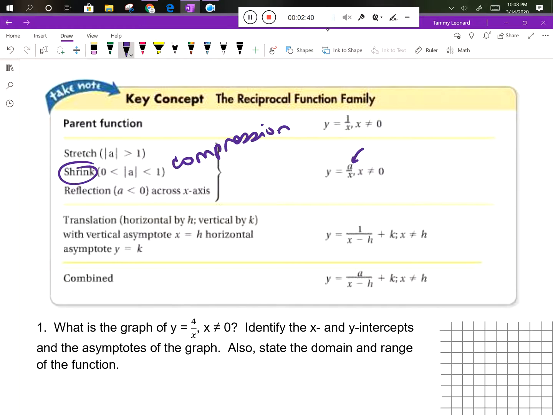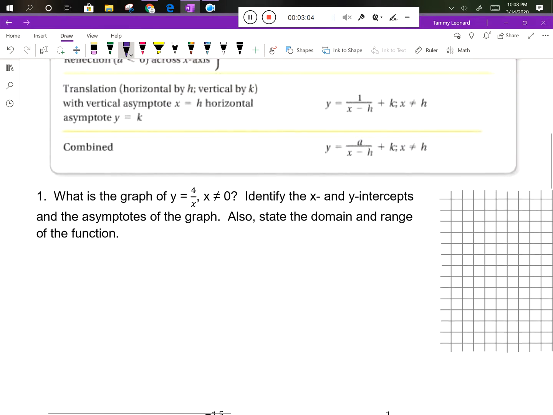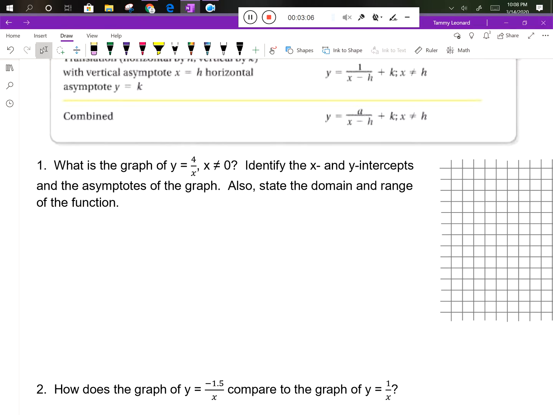The other thing you're going to see with this family, in addition to being able to stretch or compress and being able to reflect across the y-axis, is of course we can translate in the same ways that we've translated in previous units. So if I add or subtract something to the x itself, that's going to shift us left and right. And if we add or subtract something essentially to the y value, then that's going to shift things up and down. All right, so let's take a look at how to put these ideas to work.